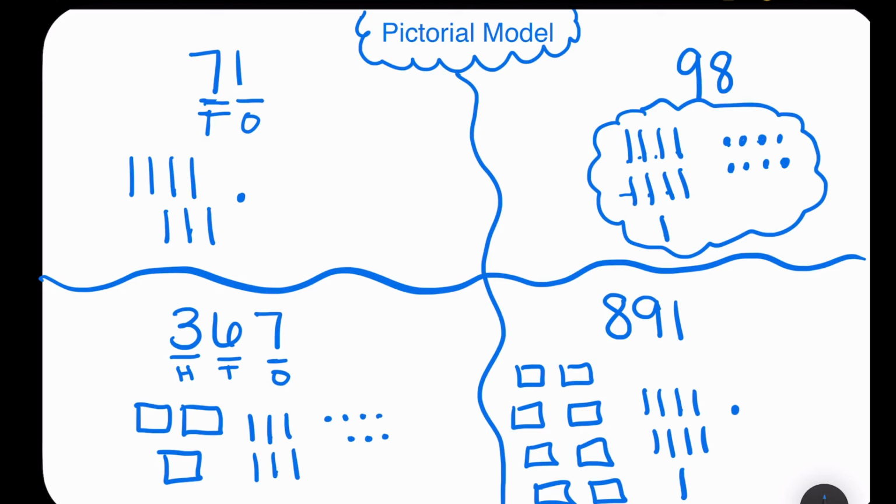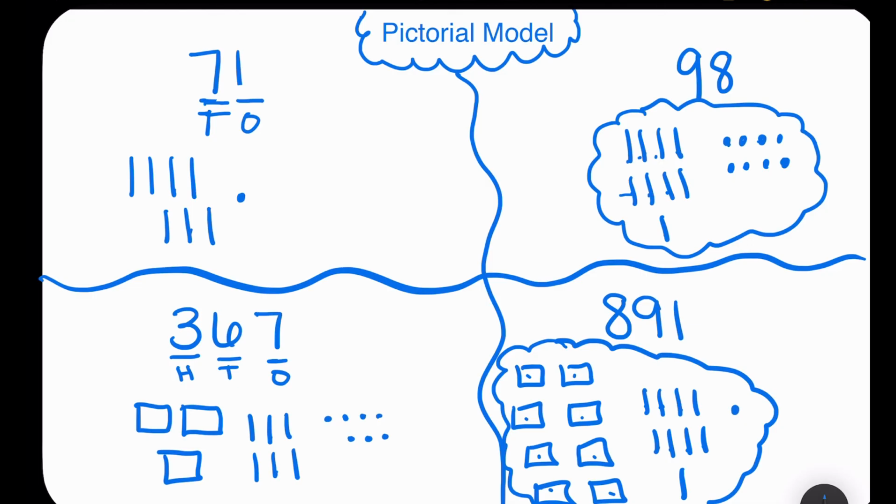For 891, I have a hundreds place, so I had to draw some flats. So I have 100, 200, 300, 400, 500, 600, 700, 800, 810, 820, 830, 840, 850, 860, 870, 880, 890, 891.